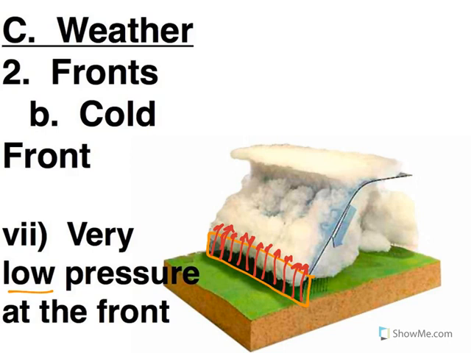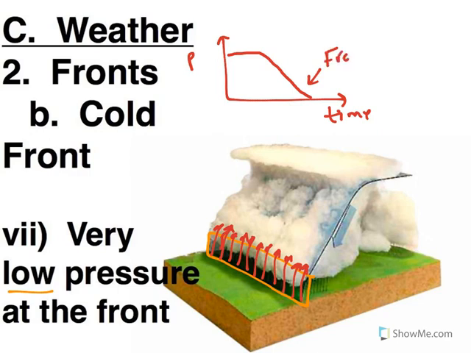If you have a barometer, you will see the barometer pressure graph going along nicely, and then suddenly the pressure drops. And so here's your front approaching with that very, very low pressure. So all of these things are associated with a cold front.